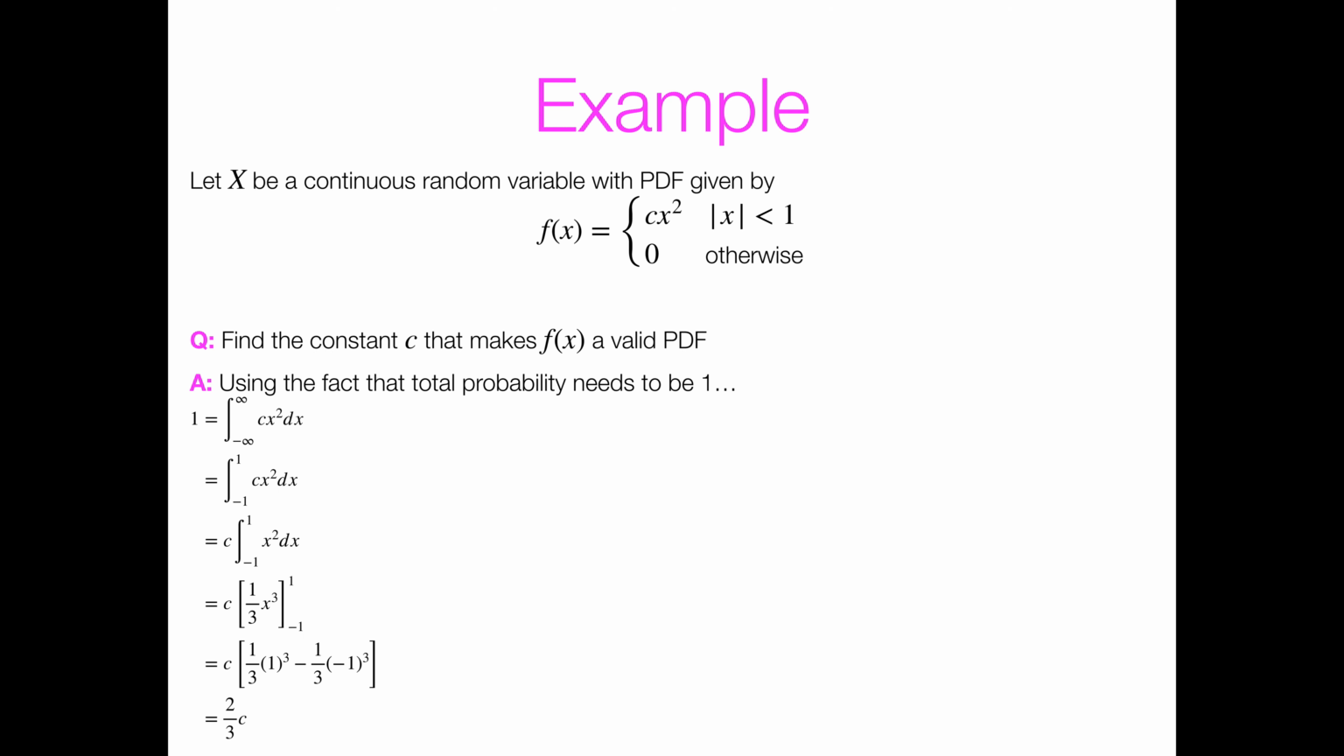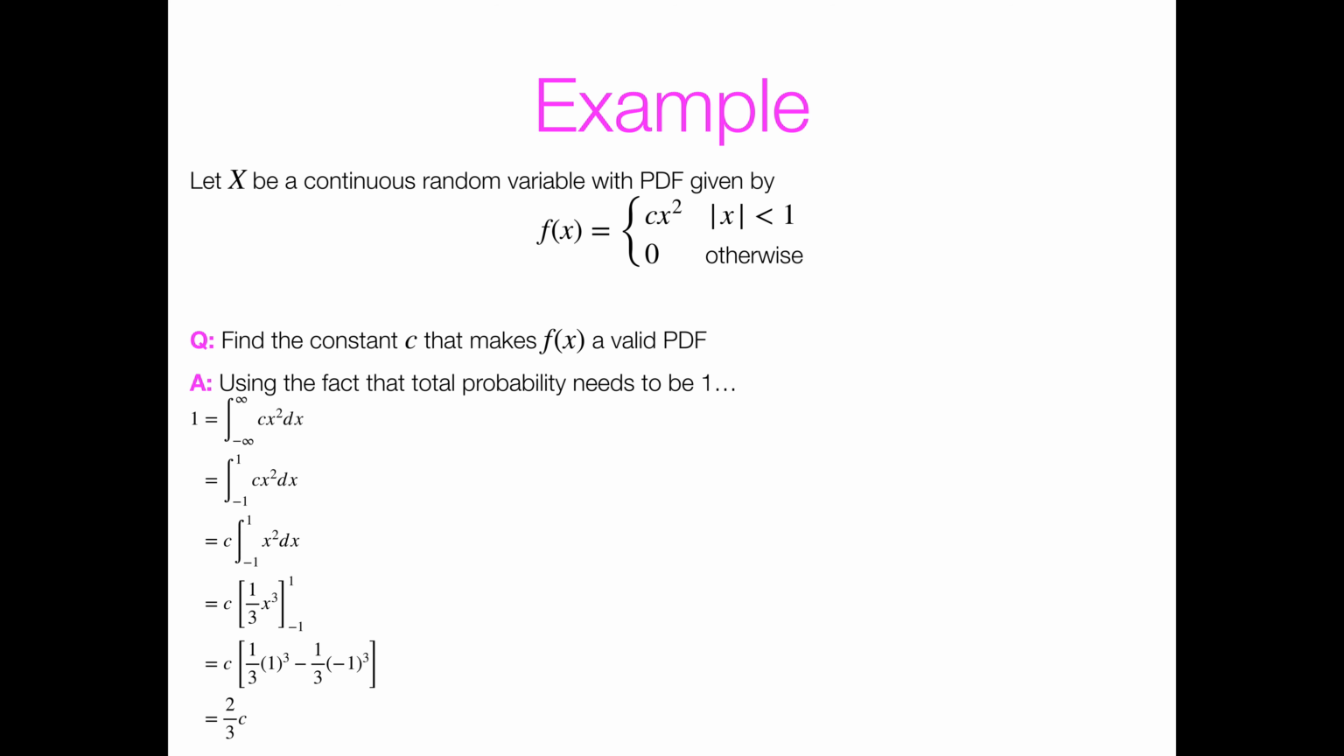So, using the fact that the total probability needs to be 1, we know that the integral from negative infinity to infinity of cx squared dx is going to be 1. But we don't care about negative infinity to infinity because it's 0 for a lot of those. The only places where ours isn't 0 is when the absolute value of x is less than 1. That means when x is between negative 1 and 1. So we can update our bounds.